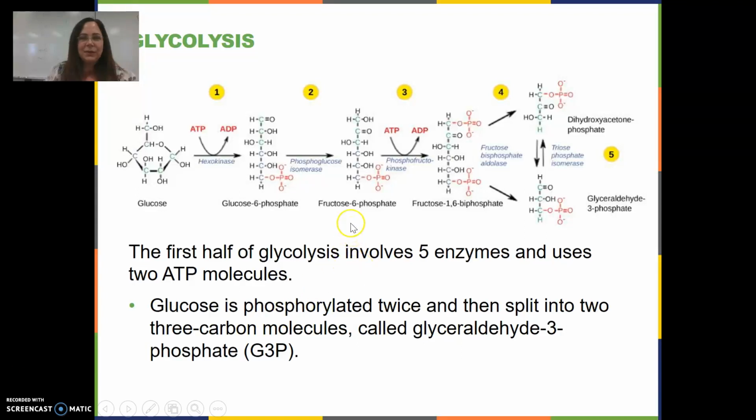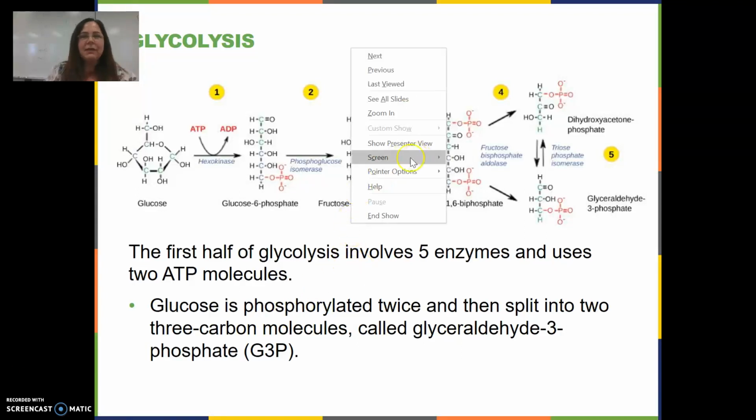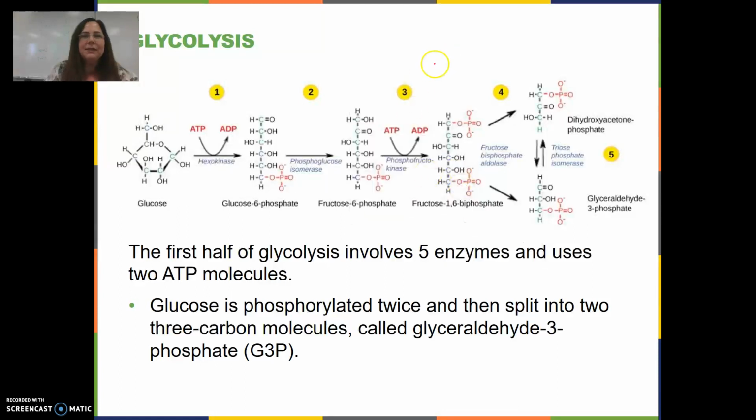This is part 2 of the lecture notes for Chapter 7 on cellular respiration. And we left off with the very first metabolic pathway in cellular respiration called glycolysis.